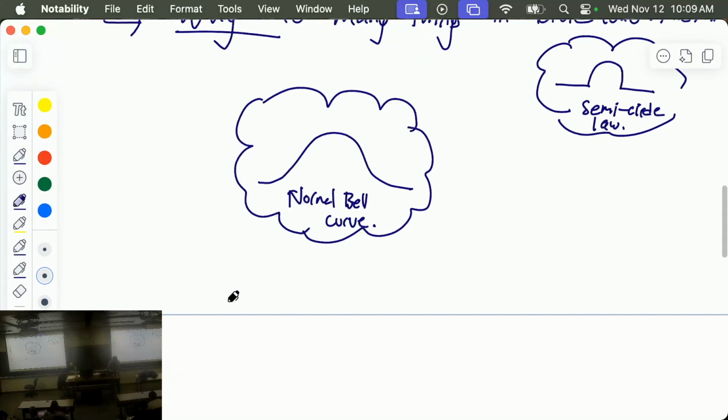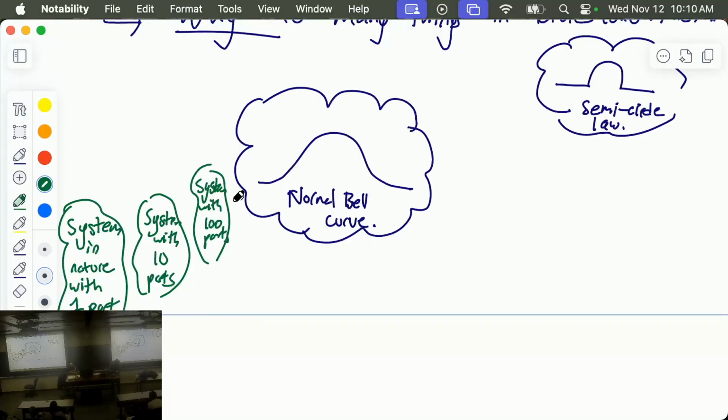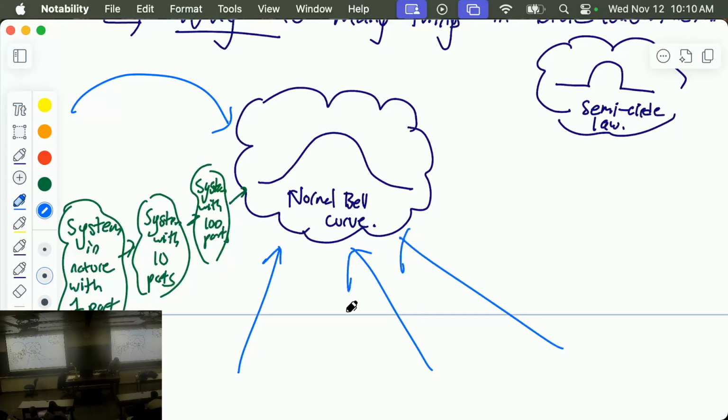So there is some system in nature with some number of parts. Let's say one part, and then another system in nature with 10 parts, and a system with 100 parts. The more parts you add to it, the closer and closer it gets to the normal distribution. And this happens on all sorts of things. All of the distributions in nature tend to be very close to the normal distribution as they have more and more individual little parts.